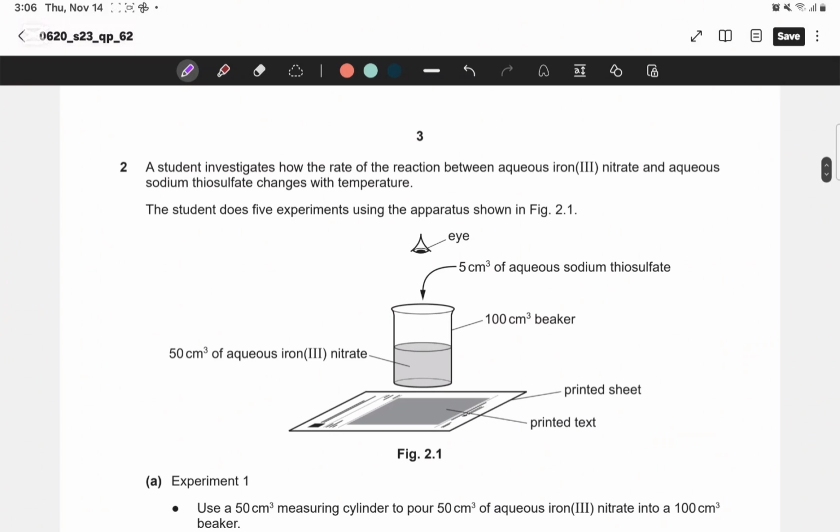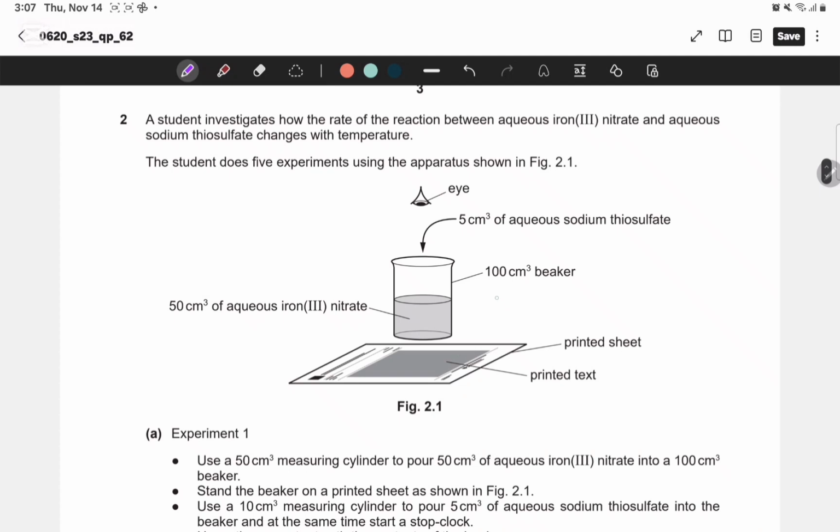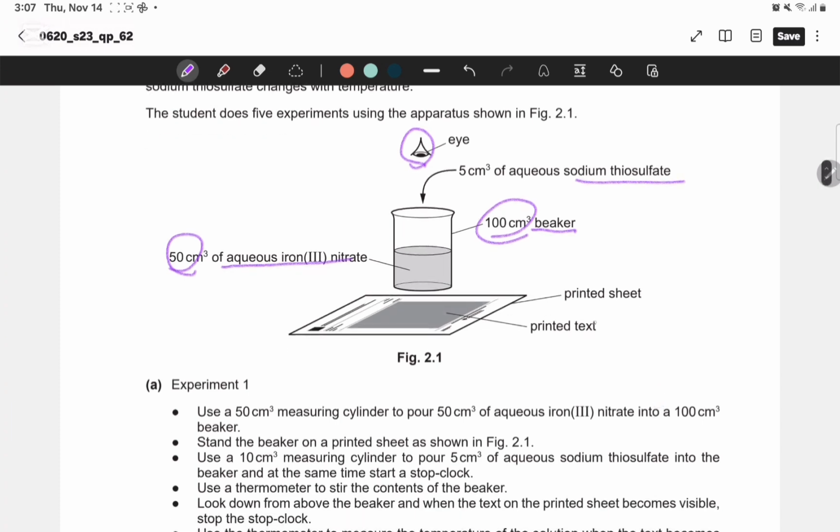Question number 2. A student investigates how the rate of the reaction between aqueous iron nitrate and aqueous sodium thiosulfate changes with temperature. The student does 5 experiments using the apparatus shown. They add sodium thiosulfate, and a beaker of 100 centimeters cubed, 50 centimeters cubed of aqueous iron nitrate, a printed sheet and printed text.